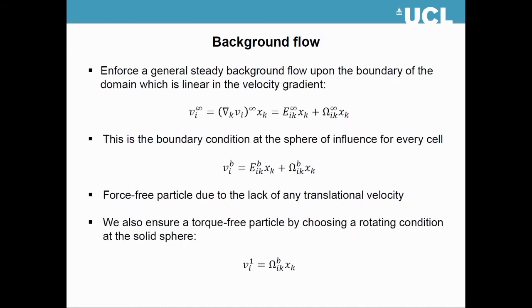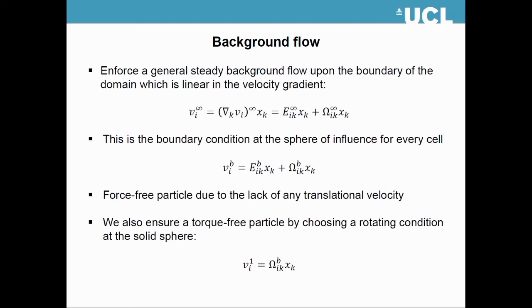So I enforce a background flow. We're going to make it general and steady as much as possible, but also linear. So it depends on the velocity gradient at some distance, infinity, let's call it. And you see I've just split that velocity gradient into the sum of the rate of strain tensor and the rotational tensor. Since none of the fluid outside any of the cells can be affected by the particles, that's the key point, the velocity at the boundary of a cell, at the sphere of influence, must mirror the velocity at infinity. And so we have a boundary condition for the cell.